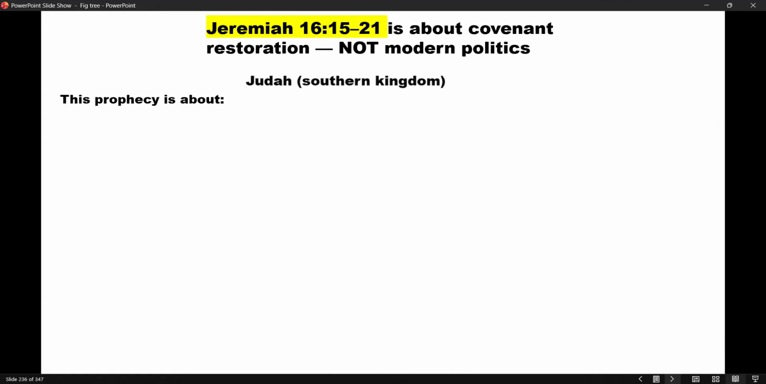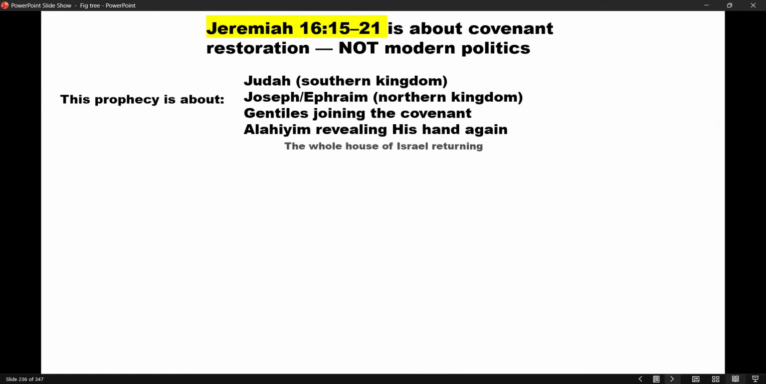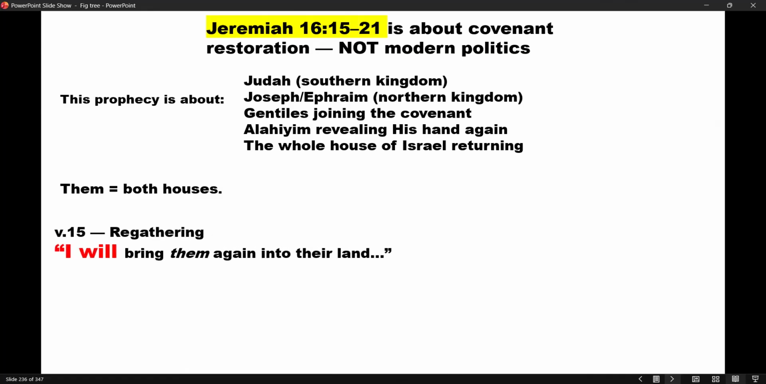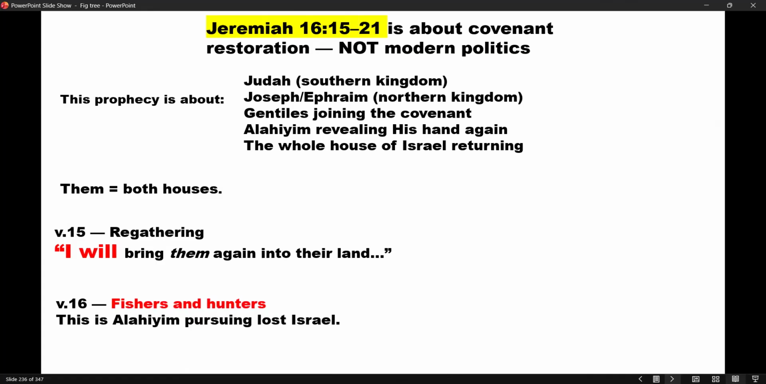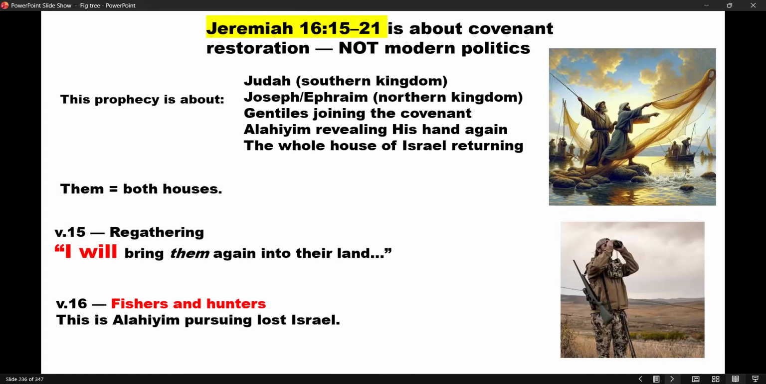See, the prophecy is about Judah, the southern kingdom. Joseph, Ephraim, the northern kingdom. Gentiles joining the covenant. Elohim revealing his hand again. The whole house of Israel returning, not just bits and little fractions of them. Them equals both houses. Verse 15, regathering. I will bring them again into their land. Verse 16, fishers and hunters. This is Elohim pursuing the lost Israel, right? He's pursuing them. And then, like I said, in the future, you're going to see this.